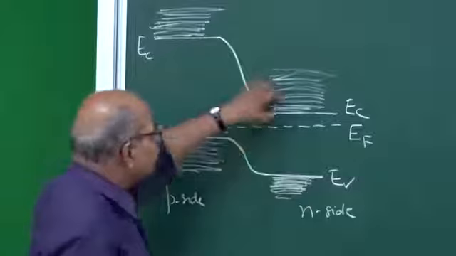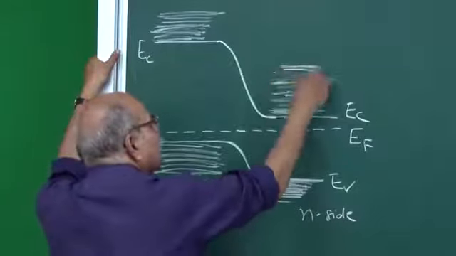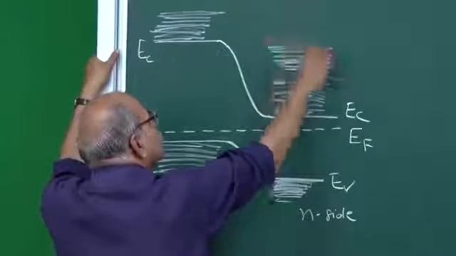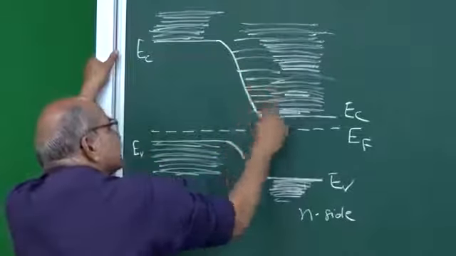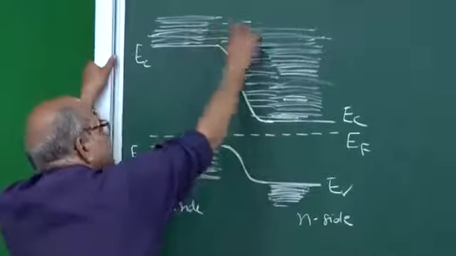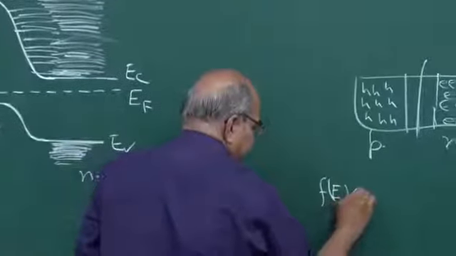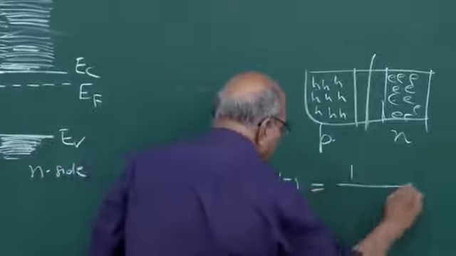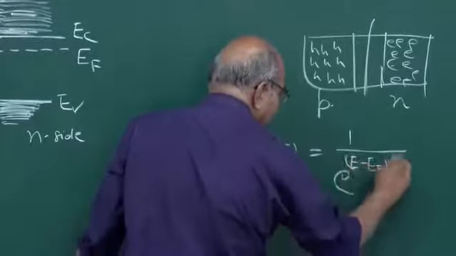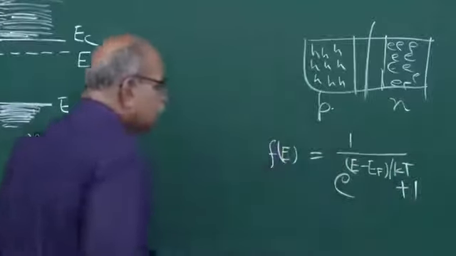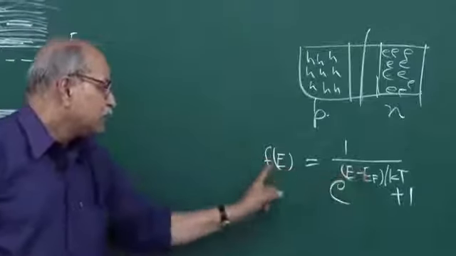Now, how many electrons are here in these quantum states? How many are in these quantum states? And so on. For that, once again, you have to go to this Fermi energy. You have a Fermi function, this Fe, which is 1 over e to the power (E minus EF) over KT, plus 1. So this gives me the probability. At E equal to EF, the probability is half.